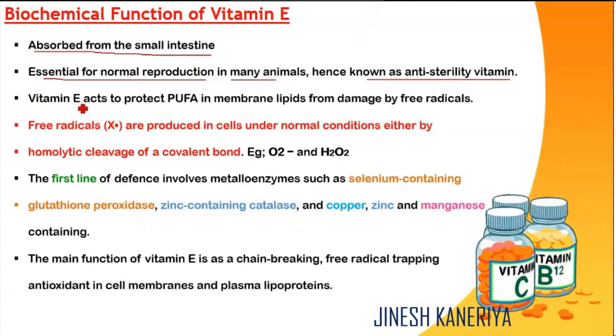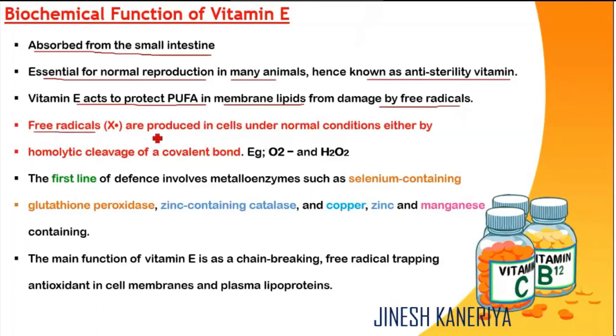Normal requirement. Vitamin E also acts to protect the polyunsaturated fatty acids in membrane lipids from damage by free radicals. This gives protection to the plasma membrane structure, or the phospholipid structure of the cell. It protects polyunsaturated fatty acids from any free radicals. Free radicals are very harmful; they bind with the membrane and it will be destroyed.